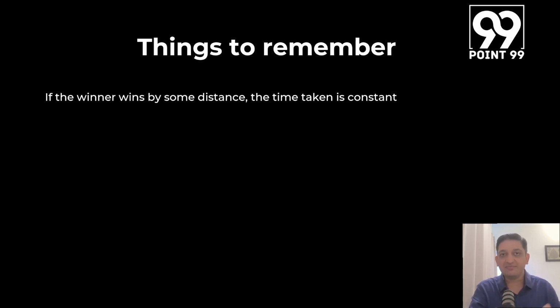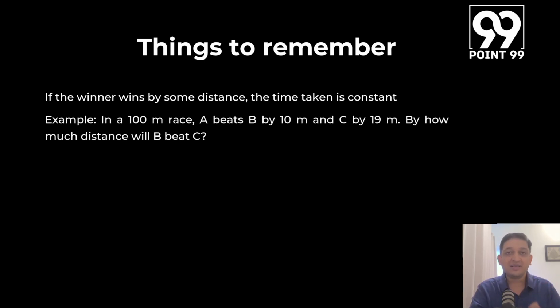So let's try to see with the help of an example how we resolve these kinds of questions. We already know that when time taken is constant, distance will be directly proportional to speed, and we have to use that concept when solving this particular question. So let's say in a 100 meters race, A beats B by 10 meters and A beats C by 19 meters. By how much distance will B beat C?